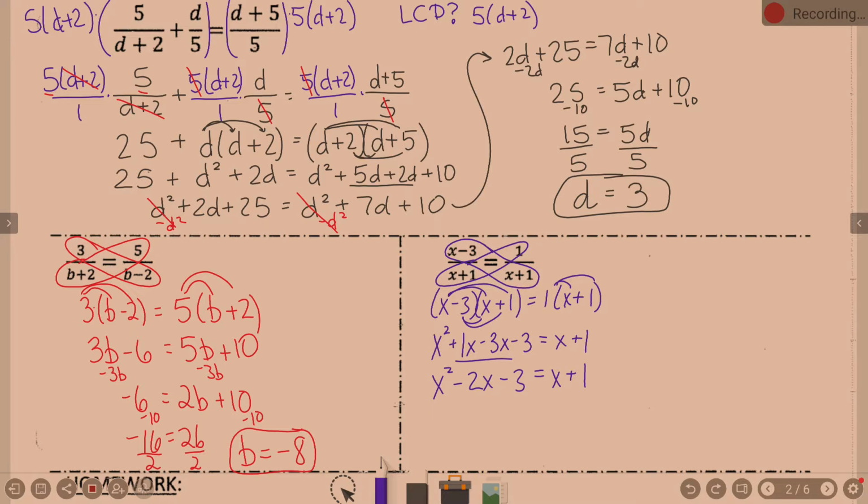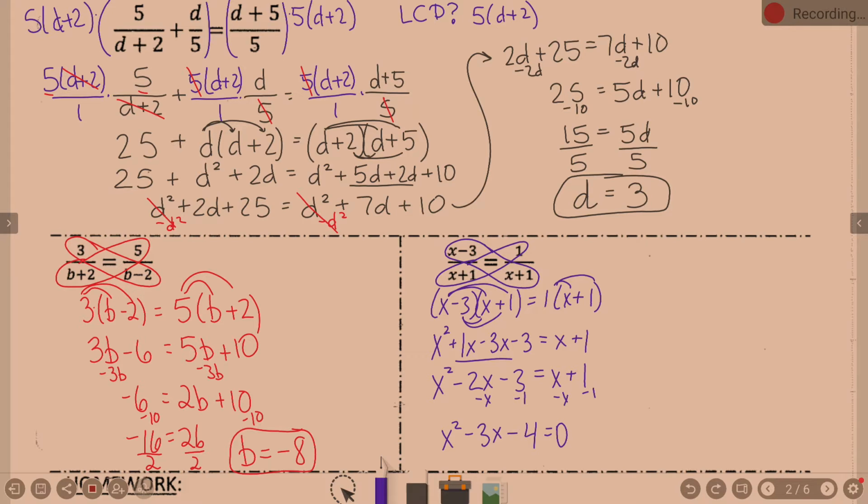So I'm going to subtract x and subtract 1. So x squared minus 2x minus x minus 3 minus 1. And what is minus 2x minus x? Minus 3x. What's minus 3 minus 1? Minus 4.